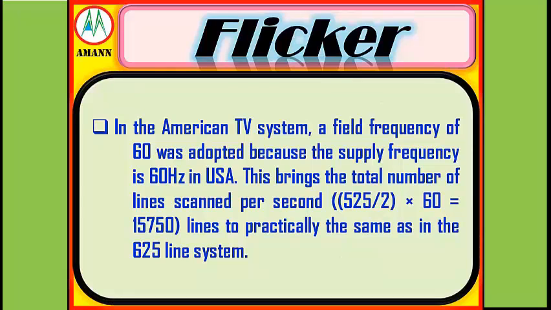In the American TV system, a field frequency of 60 was adopted because the supply frequency is 60 Hz in the USA. This brings the total number of lines scanned per second to 525 over 2 times 60, that is equal to 15,750 lines, practically the same as in the 625 line system.